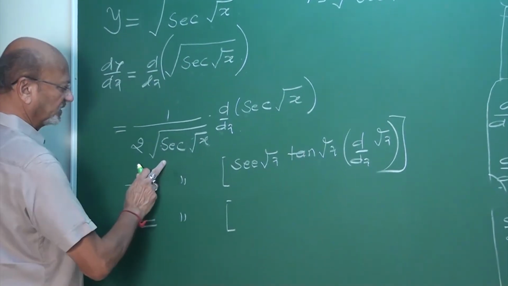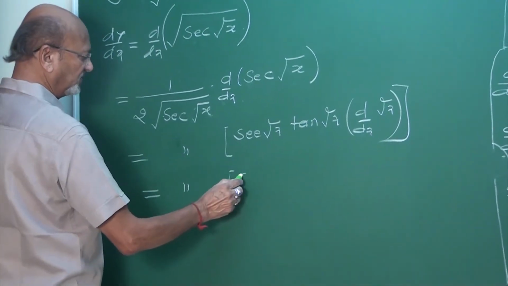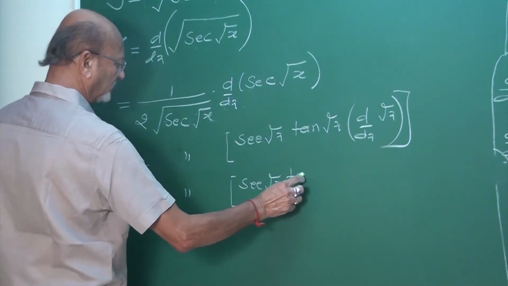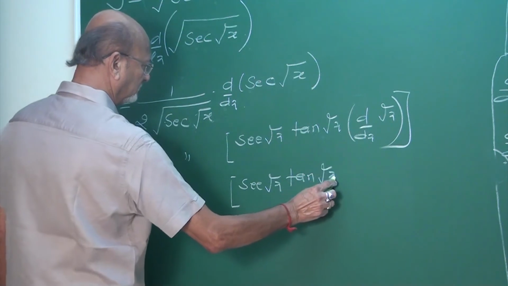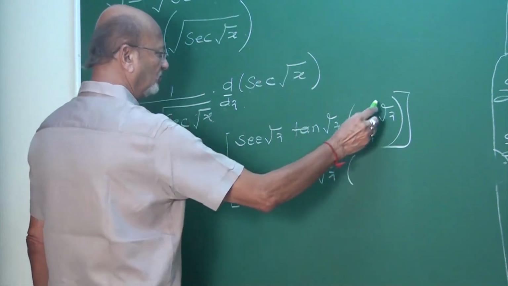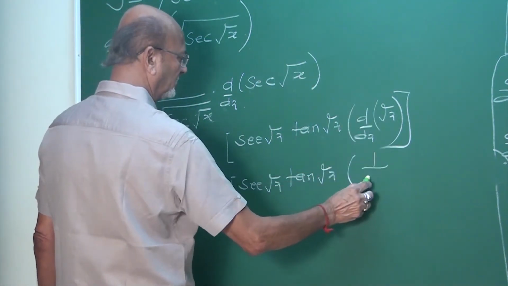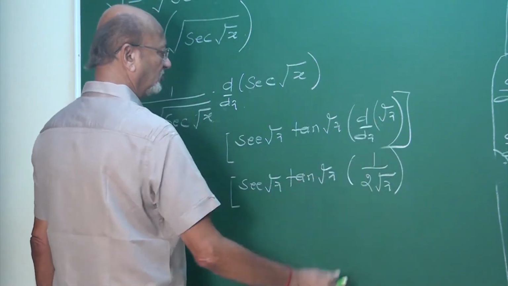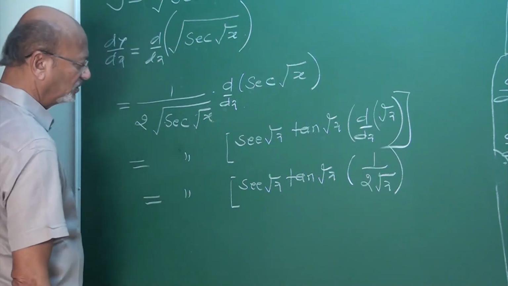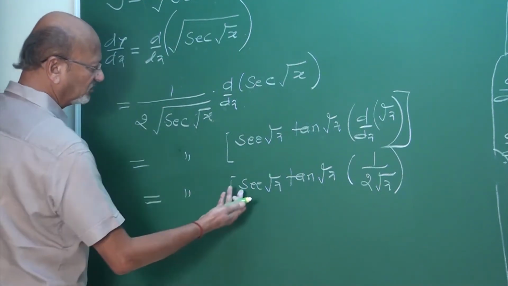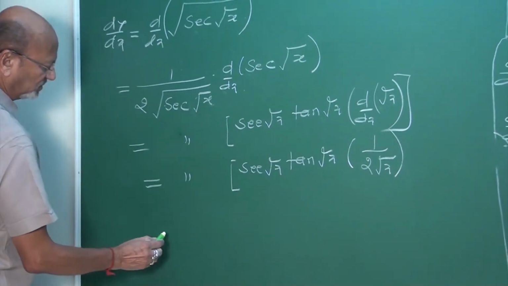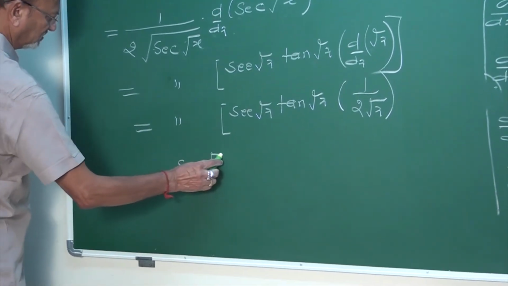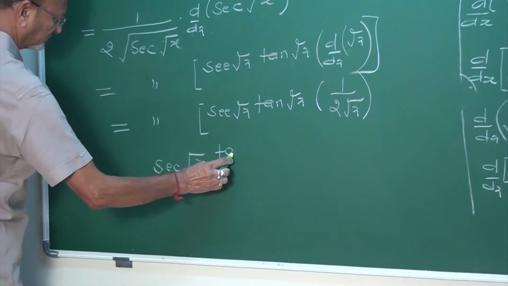Yes, same thing. What is it? Sec root x into tan root x. Derivative of root x is what? 1 by 2 root x. Derivative of root x is 1 by 2 root x. Right, numerator is only this. Numerator, it is sec root x into tan root x.